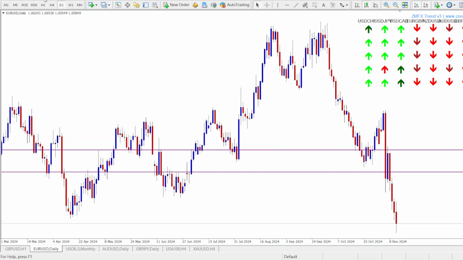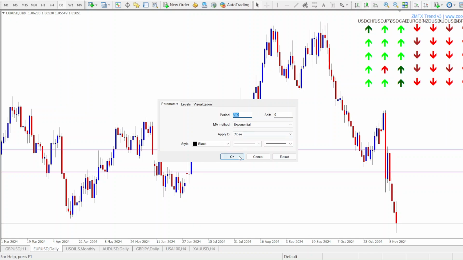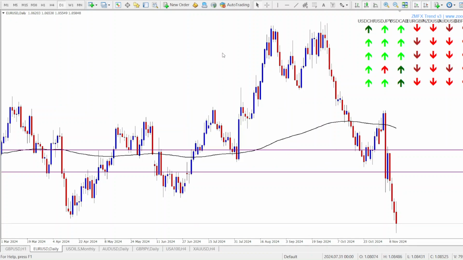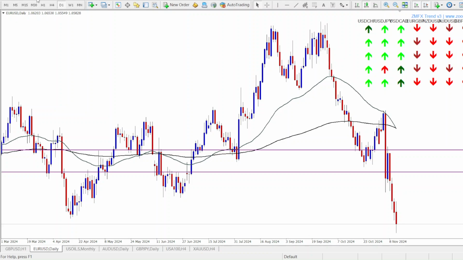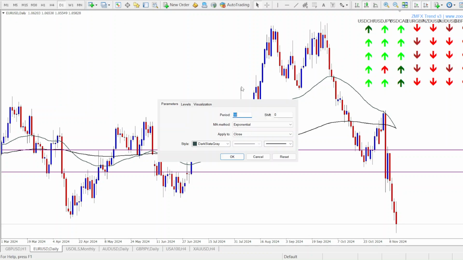I'm not exactly going to look at all the indicators, but let us just verify the signals. 10, 50, and 100. We just want to verify the signals from the indicator to be sure that it is correct.